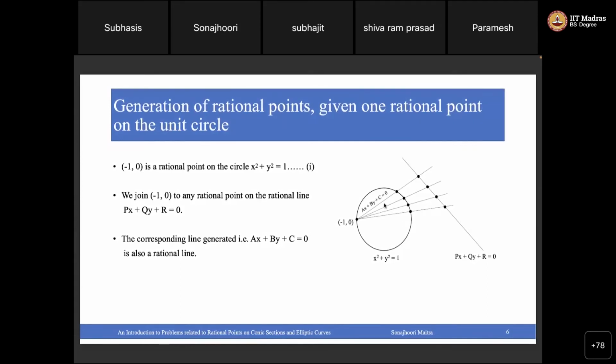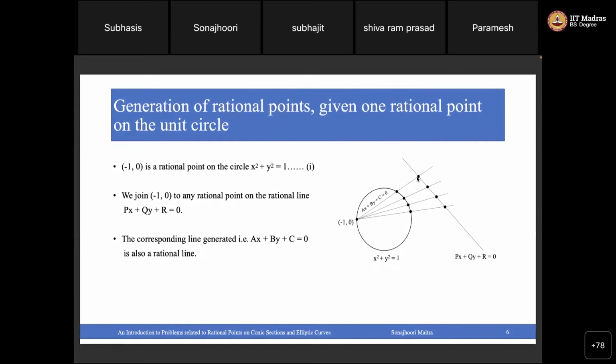So we already have minus 1 comma 0, a rational point on this conic, which is x squared plus y squared equal to 1. Now this is a rational line because p, q and r are rational, and a rational line will have infinite rational points. So let us consider a rational point, this one, on this rational line. And we join minus 1 comma 0 and this point. So we get this line ax plus by plus c equal to 0. This is the line joining minus 1 comma 0 and any rational point on this rational line.